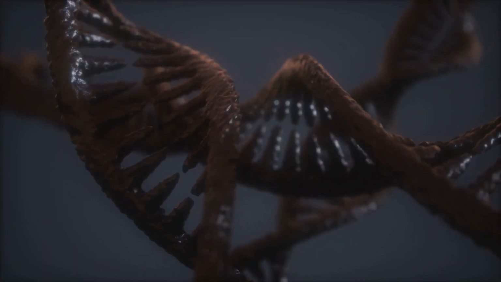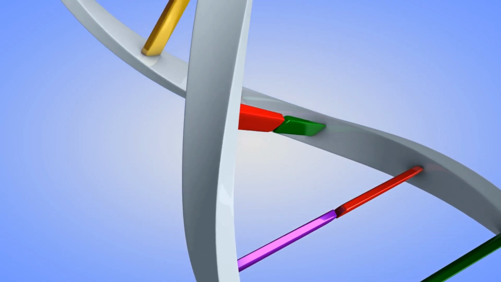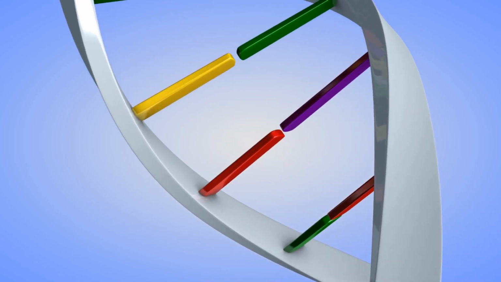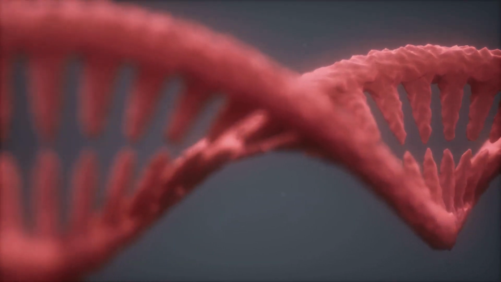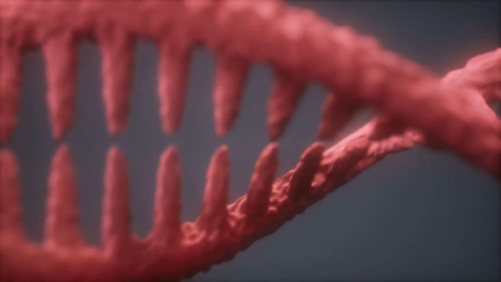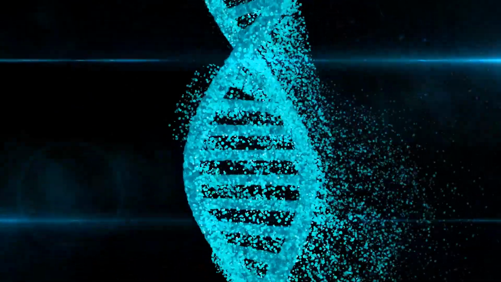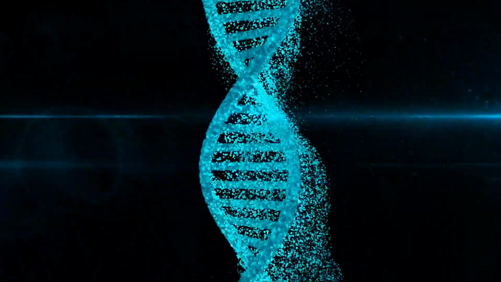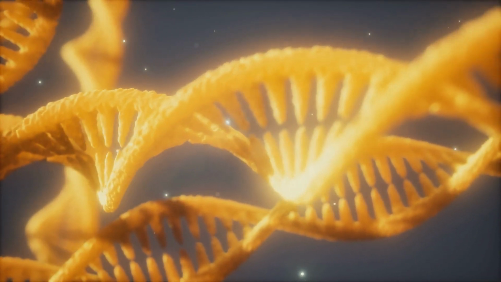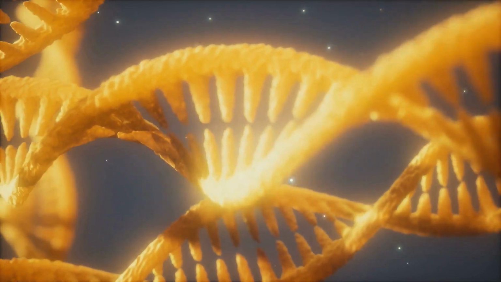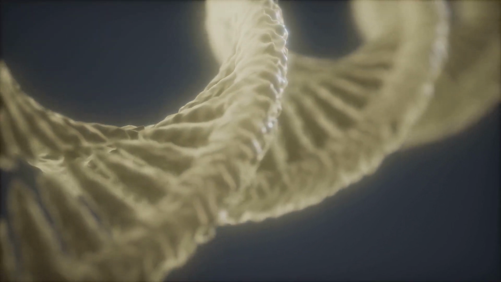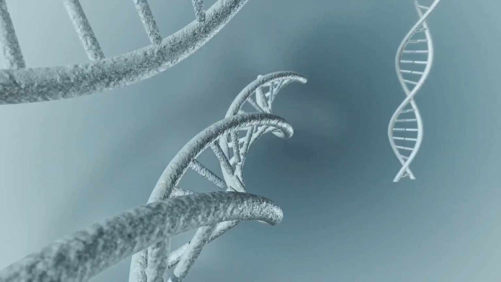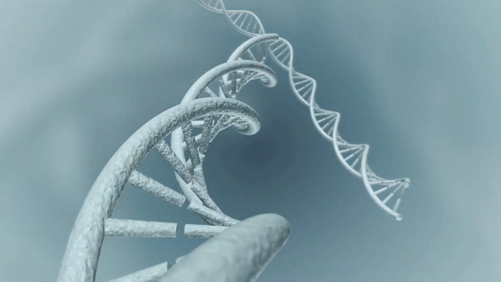Let's begin with the structure of DNA. At its core, DNA is a molecule made of smaller units called nucleotides, which are its building blocks. Each nucleotide consists of three parts: a sugar molecule called deoxyribose, a phosphate group, and a nitrogenous base. There are four types of nitrogenous bases in DNA: adenine (A), thymine (T), cytosine (C), and guanine (G). These bases are the key to DNA's ability to store information. They pair in a very specific way.